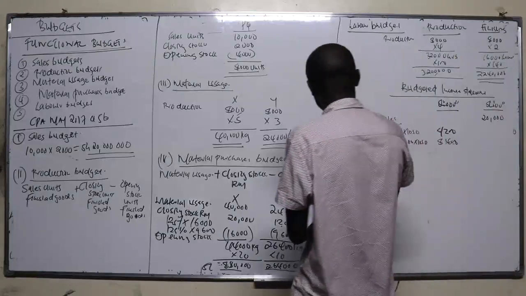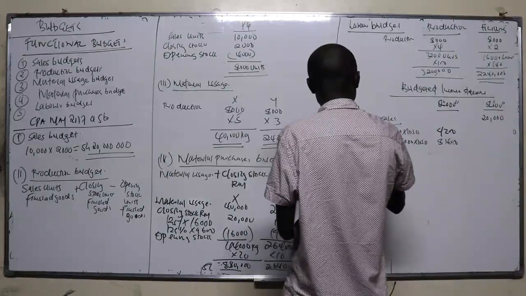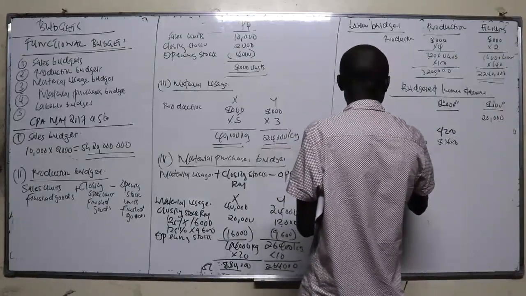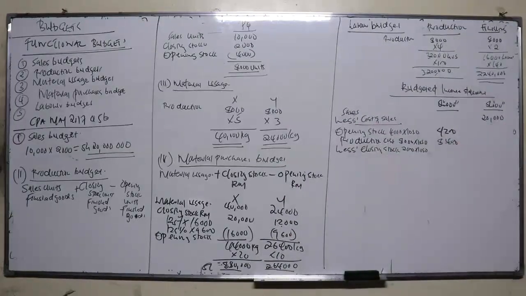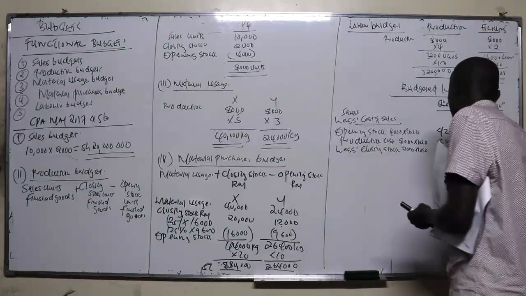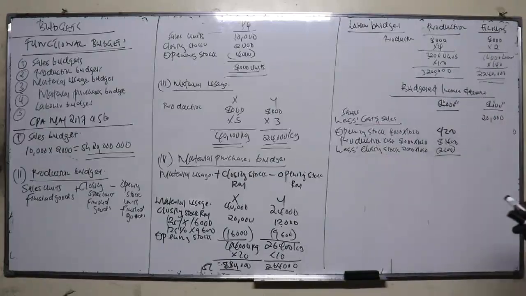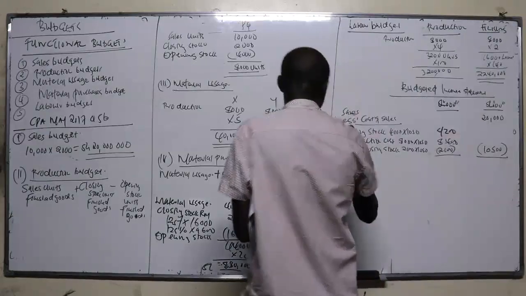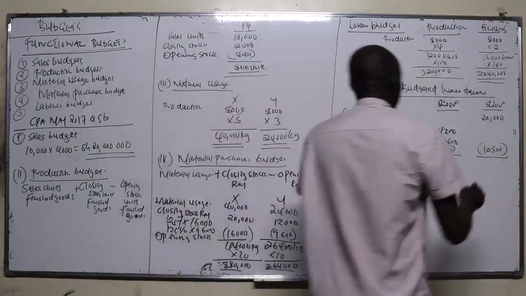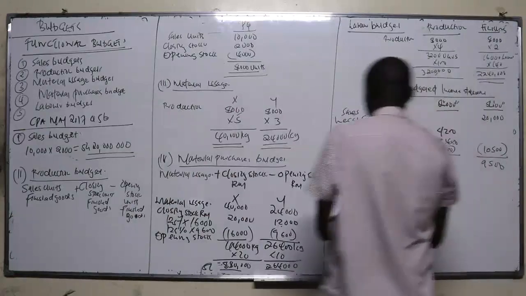And then you less closing stock. Closing stock is how many units? 2,000, isn't it? Then these are closing stock of finished goods. So this one will give you 2,100. And then you take $10,500. And then you get the gross profit. 9,500.